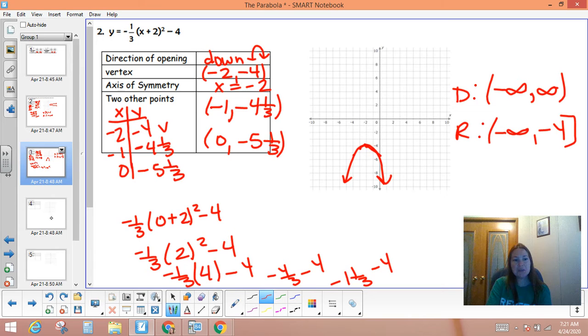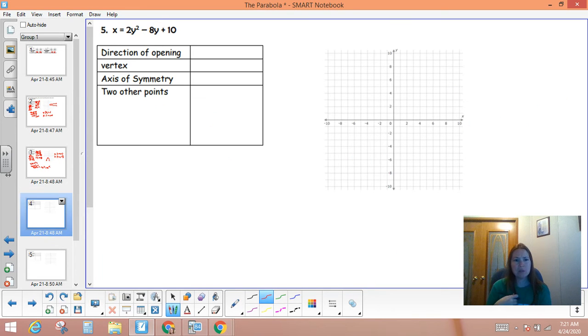Moving on. What are we going to? Number 5. We're going to skip number 3 and 4. So 3 and 4 you have to do as your assignment. We're going to do number 5. So number 5 again is an x equals, but if you see here, there's no parentheses squared. Well, that means you have to complete the square, which takes us to our attendance question.